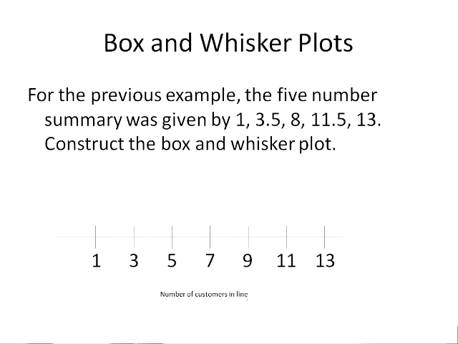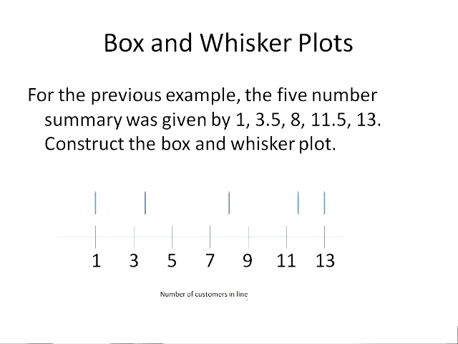Now notice we've made a horizontal axis scaled by 2's, starting from the minimum of 1 to a maximum of 13, and we labeled the axis with what these numbers represent, the number of customers in line. Now we're going to make vertical marks above each one of the numbers in the 5-number summary: a mark above the 1, above 3.5, above 8, above 11.5, and above 13.